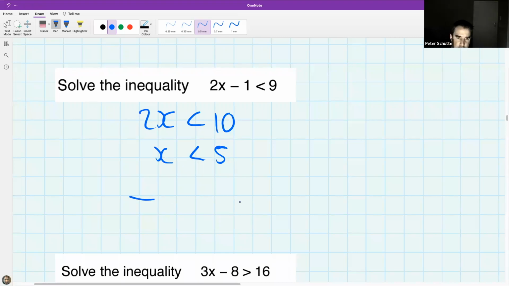Now, to save ourselves some time, all we do is we illustrate this on a number line. So I go to the point 5, and now I go, x is all the values that are less than 5, but it can't be 5. So I make an open dot, and it looks like that. And that would be 3 marks in the bag for your inequality question.